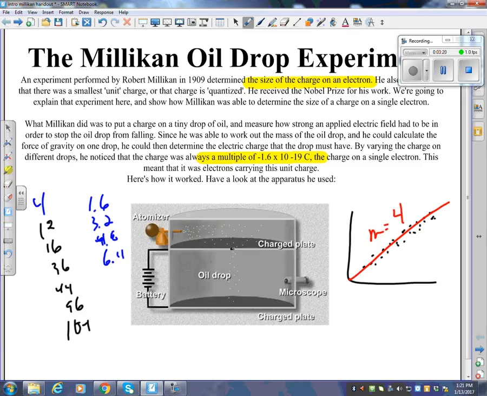And would his numbers have been perfectly 1.6 times 10 to the minus 19, and perfectly 3.2, and perfectly 4.8? No! Right? He would have come up with all sorts of numbers, and he would have had to figure out this line of best fit by hand, wouldn't he? No computer. And many of you know that there was a little bit of controversy.